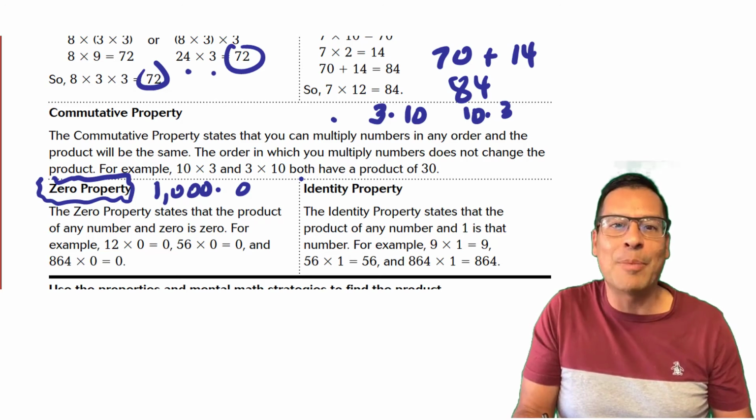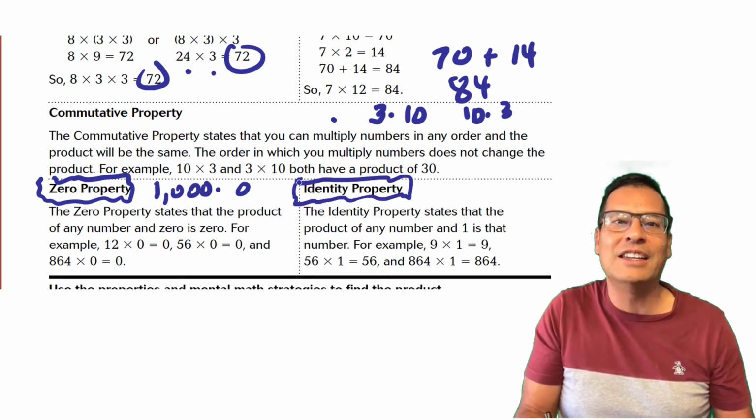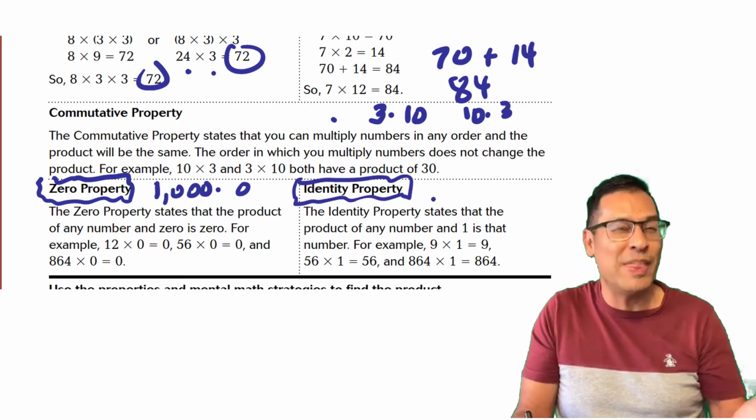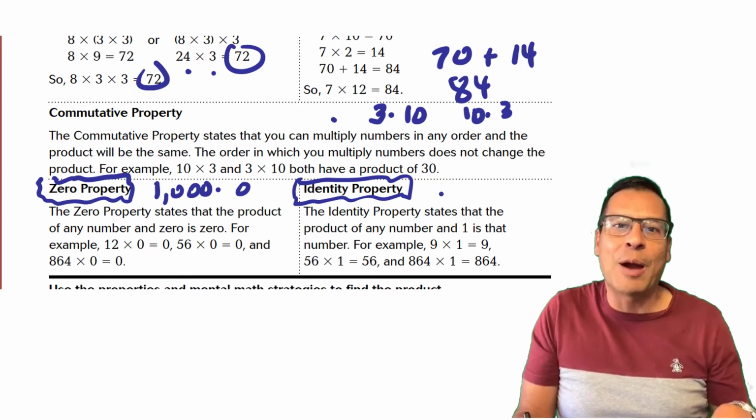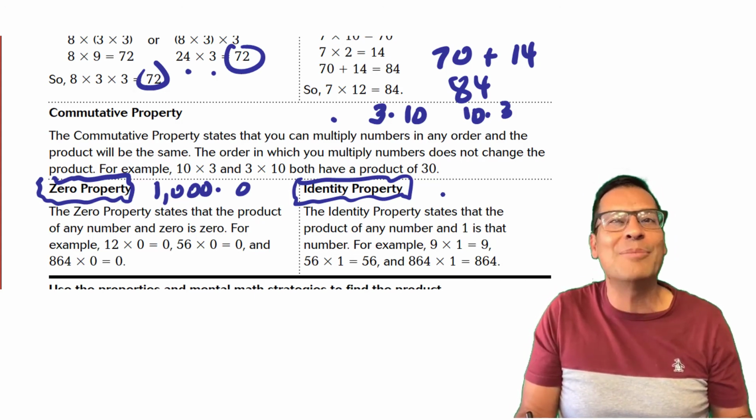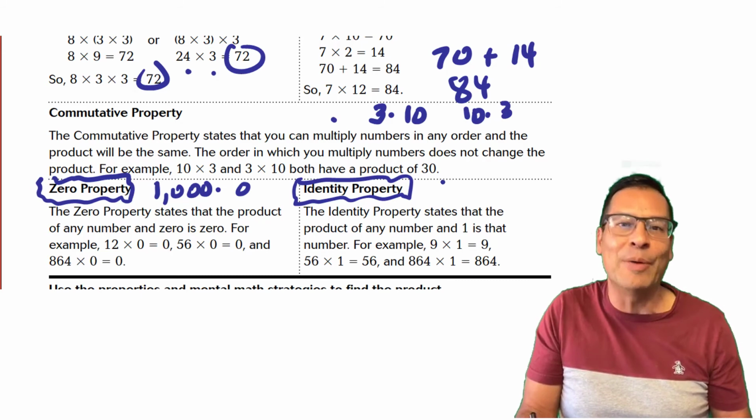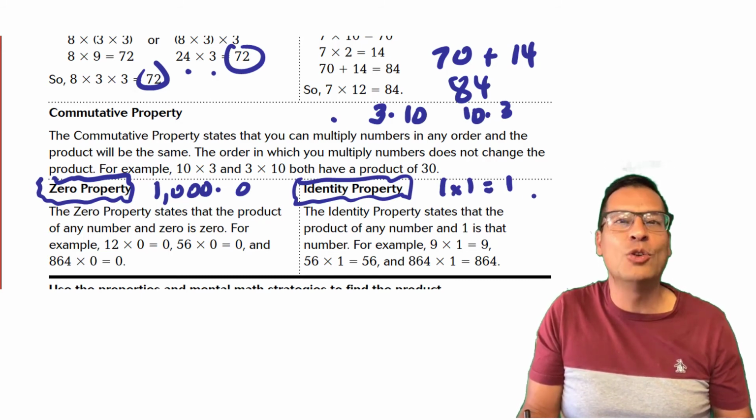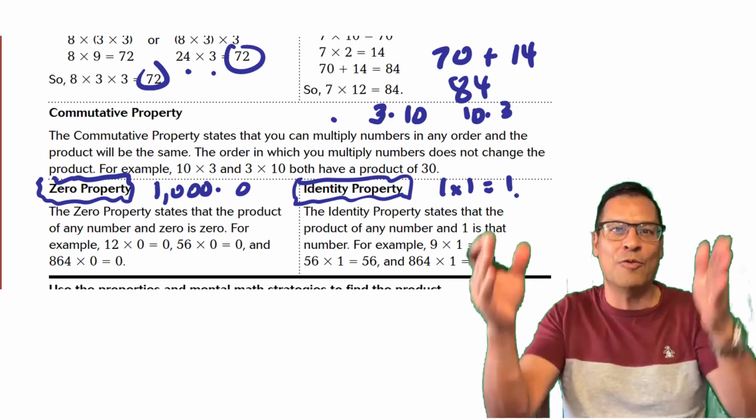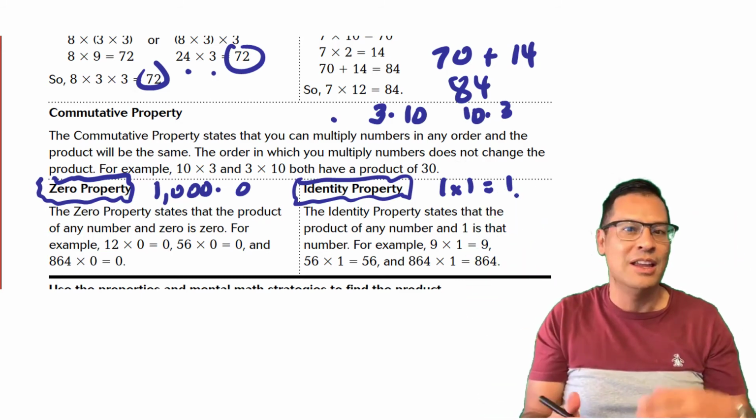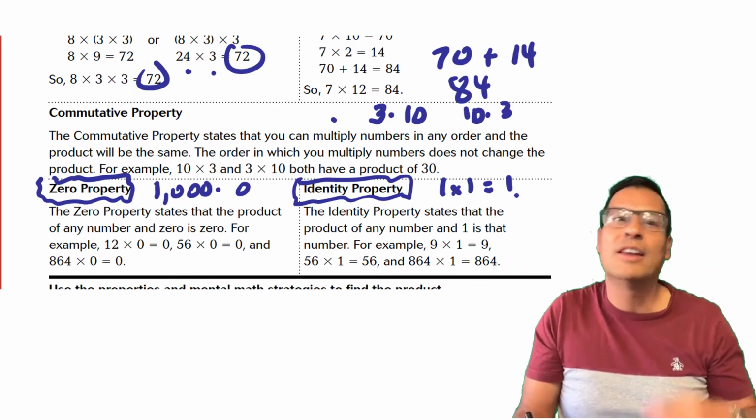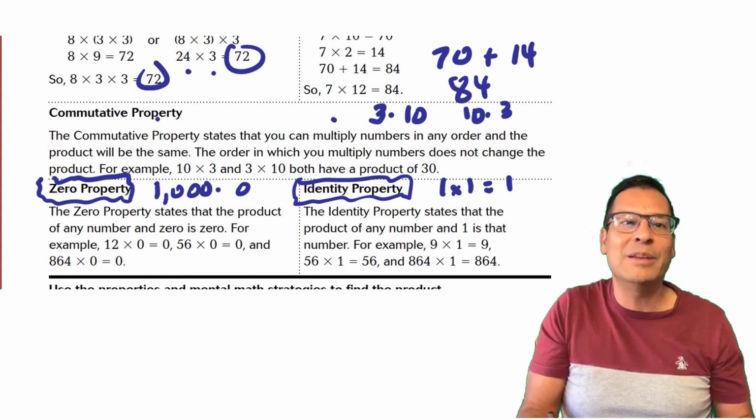The identity property, I think of identity as identifying myself, right? So that's how I remember. The identity property says that the product of any number and 1 is that number. So 1 times 1 equals 1, right? 2 times 1 equals 2. Now you can follow that on your multiplication table. So 1 million times 1 is 1 million. So that's the identity property.